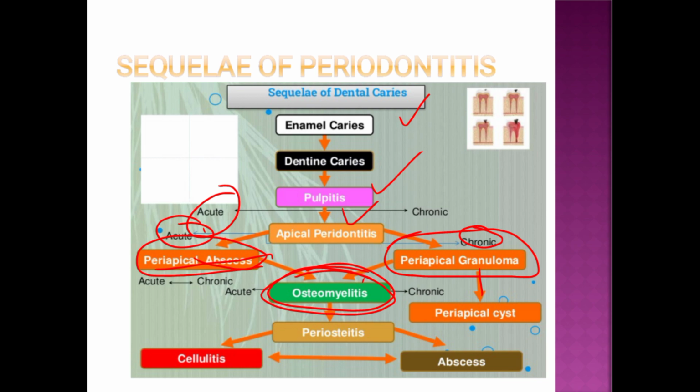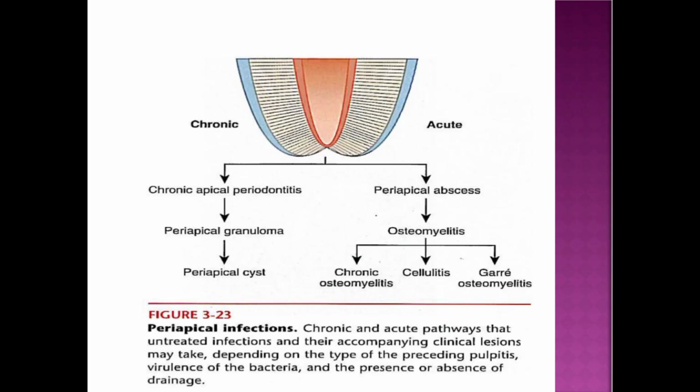After that, the patient can have periostitis, it will lead to the bone, and then it will lead to cellulitis and abscess again. So this sequel of periodontitis and pulpitis is the same, and one of the most important things is that the patient will have pulpitis, then periapical periodontitis. Always remember that in chronic periapical disease there will be a granuloma and cyst.